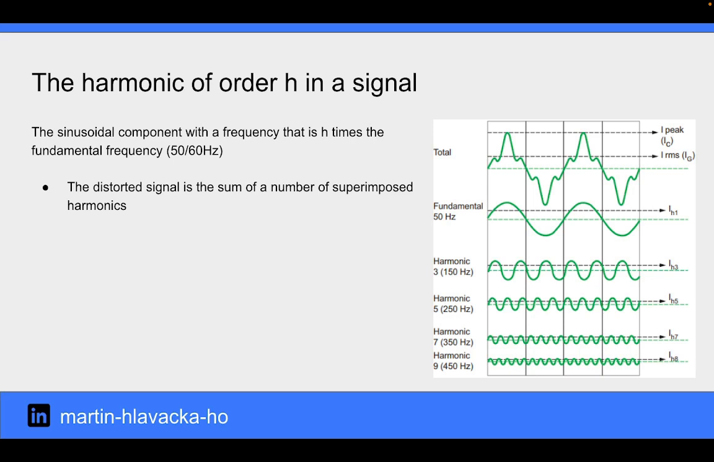Above the fundamental frequency, there is a current wave affected by harmonic distortion in a 50 Hz electrical distribution system. This distorted signal is the sum of a series of superimposed harmonics.